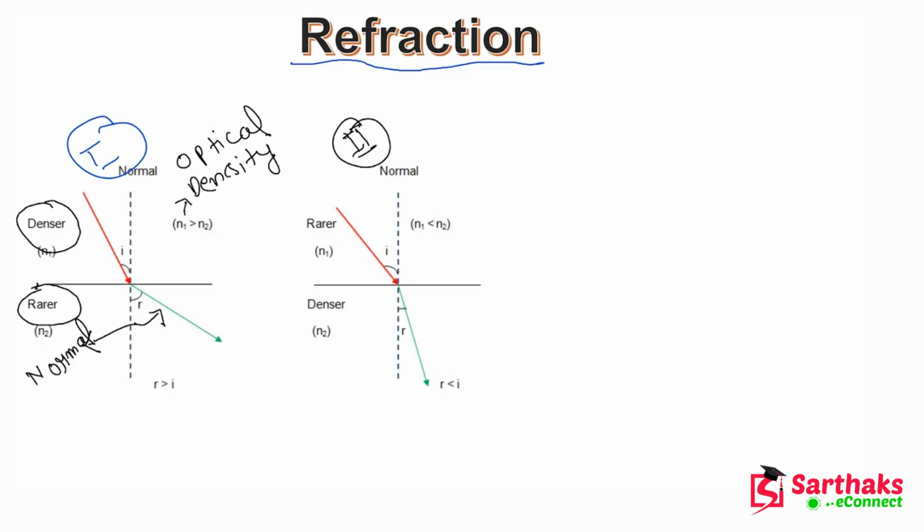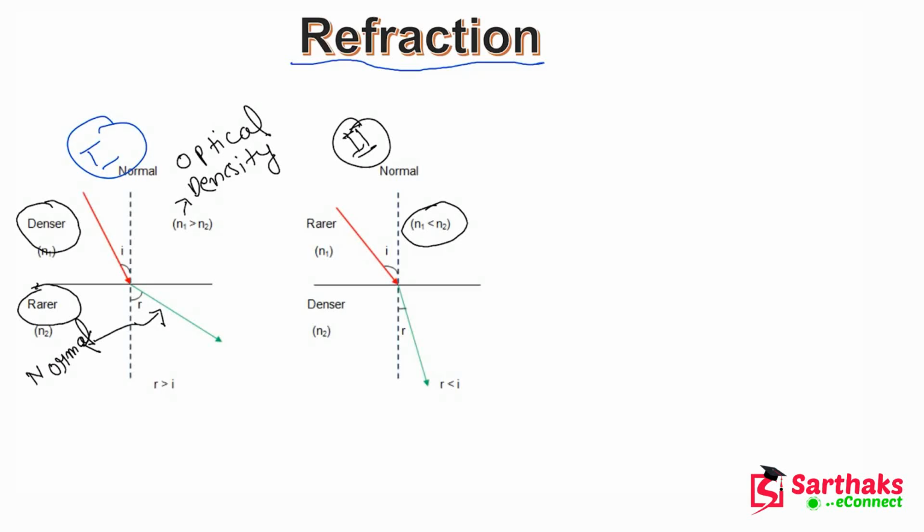Now, let's try to understand the second case. So, in the second case, what's happening? The light is entering from a rarer to a denser medium. Here in this case, this is just opposite of case number first. In case number first, the density of first medium was greater than the second medium.